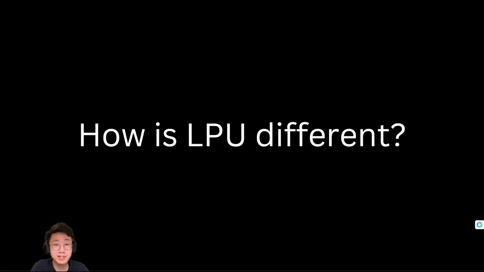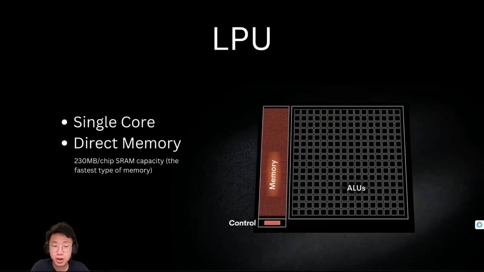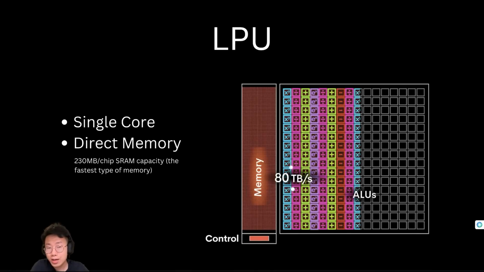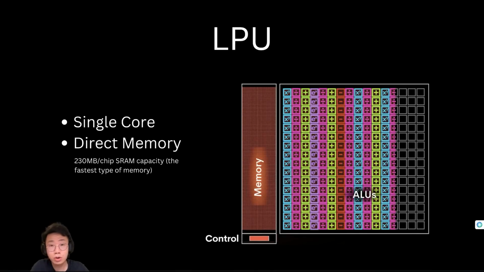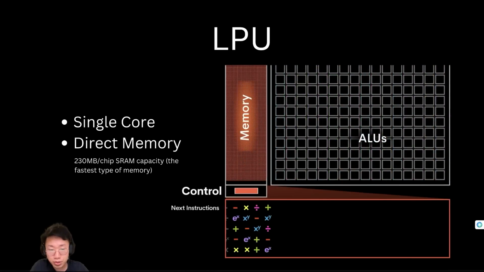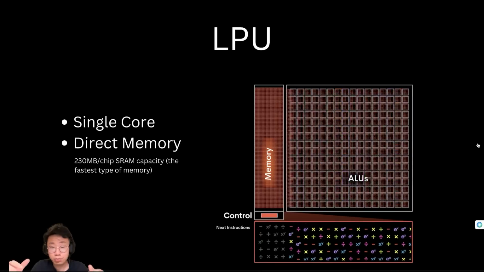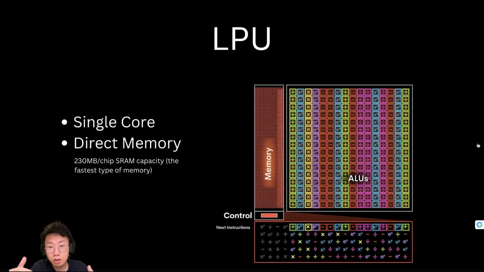Unlike GPU, which has thousands of different cores, LPU has a much simpler architecture. It only has one single core. It also has direct shared memory across all the processing units, which means at any given time, all processing units will know exactly what other tokens have been generated before. And this predictability leads to a lot of performance gain.